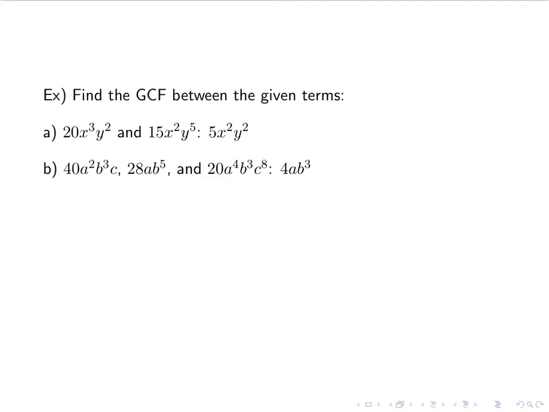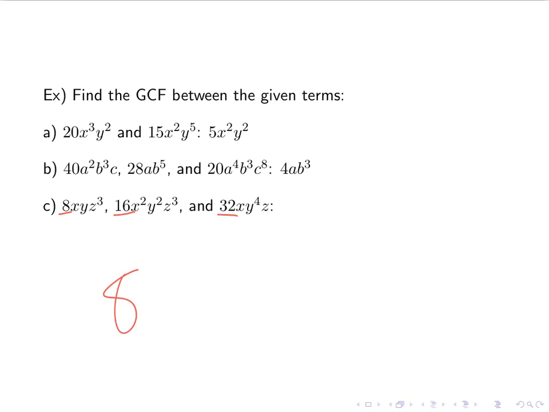Let's try another one. Again, we have 3 terms, 8xyz cubed, 16x squared y squared z cubed, and 32xy to the 4th z. So in this one, if I look at my coefficients, hopefully I can tell right away that the GCF is going to be 8. Each of them are divisible by 8, and the first term, obviously, can't have a higher factor than 8.